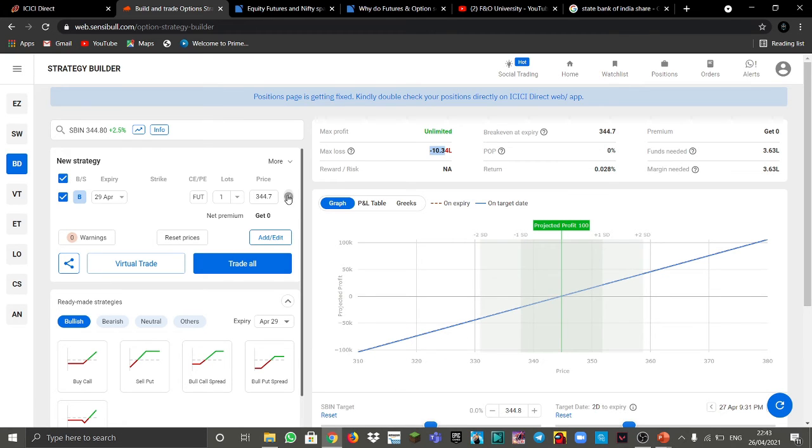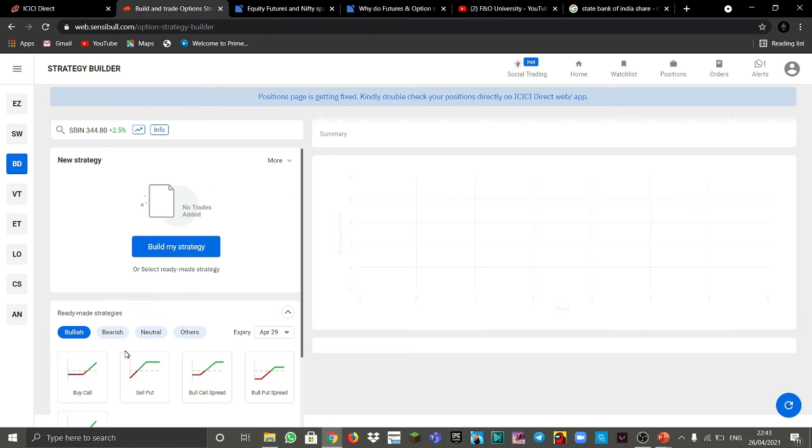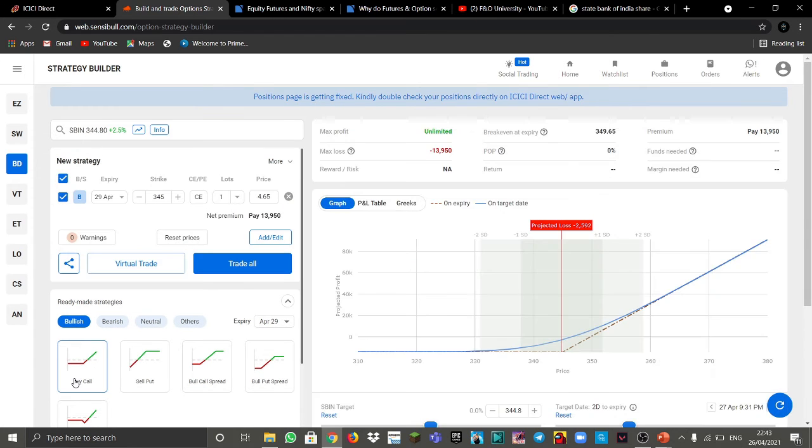But what happens if I buy an SBI contract in options? Let's say I buy one lot at 4.65, which is the at the money 345 strike. So it is almost the same price that was trading in futures, 345 rupees. Because the at the money option price is very low, it's 4.65. What is the total exposure that I have? The total exposure that I have is only 13,950.